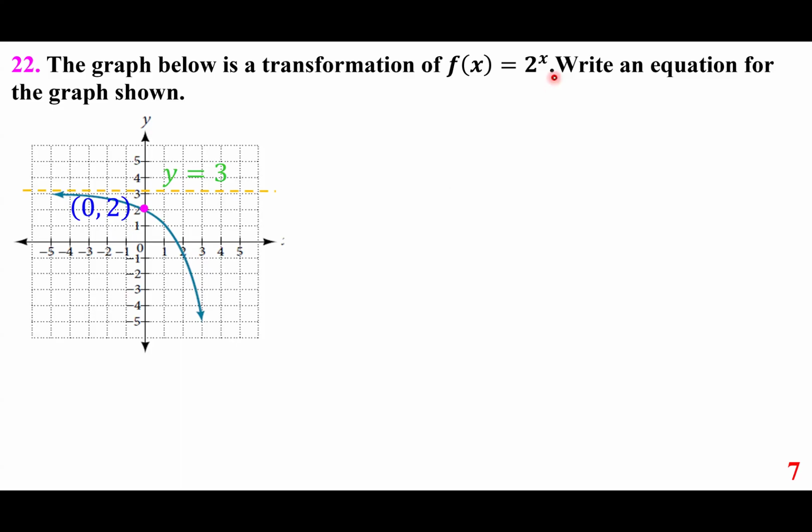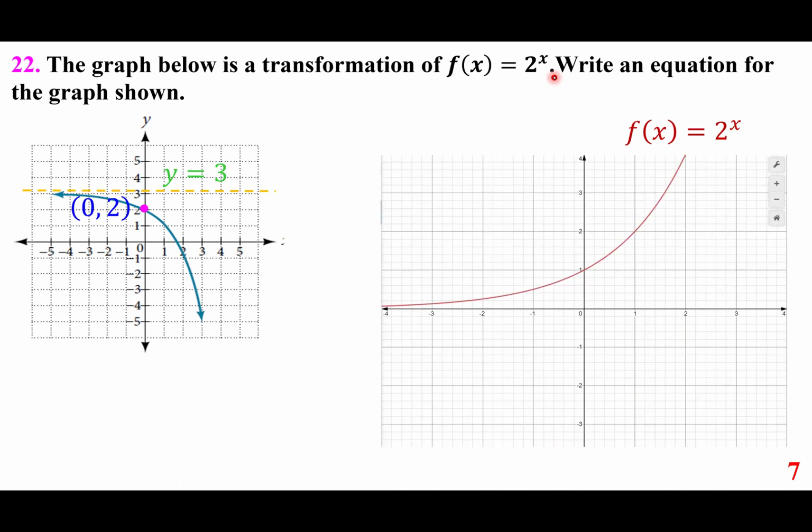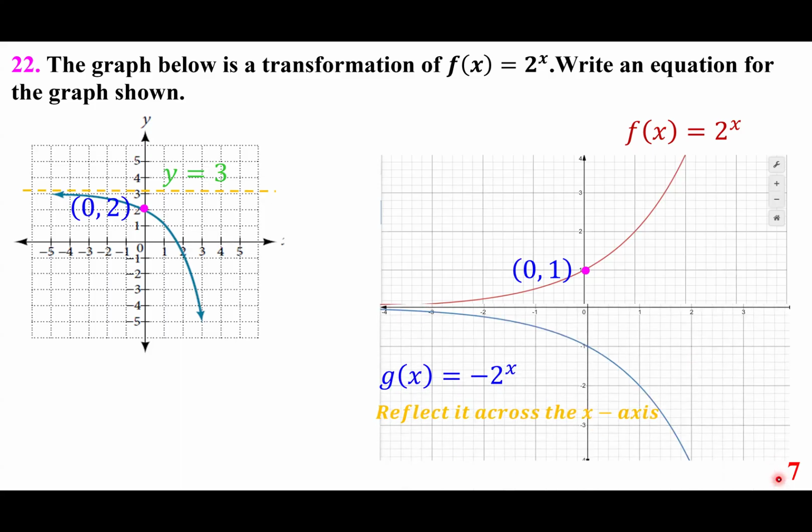So we start with this function. And this has this horizontal asymptote, this y-intercept of (0, 1). It seems to be some sort of a reflection. So if you reflect it and change it to minus 2 to the power of x, a reflection across the x-axis, it creates this graph. And so this point (0, 1) is now (0, negative 1). And we have the same horizontal asymptote, y equals 0.